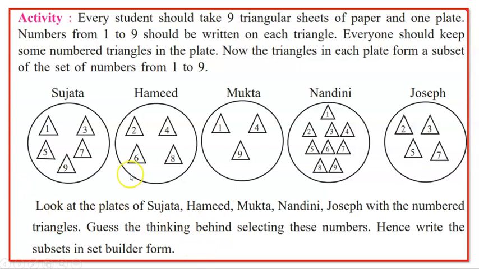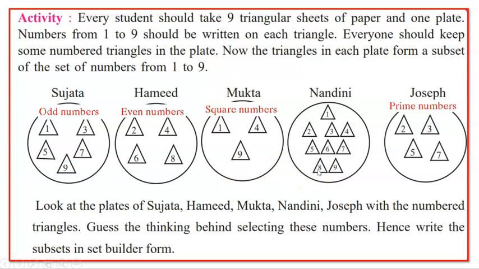आता सुजाताचे जर नंबर आपण घेतले तर त्या ठिकाणी आपल्याला काय मिळेल? These are all the odd numbers and this is a subset of the numbers from 1 to 9. हमीदच्या बाबतीत काय बघायला मिळेल आपल्याला? These are the even numbers from 1 to 9. What about Mukta? That is the square numbers from 1 to 9.